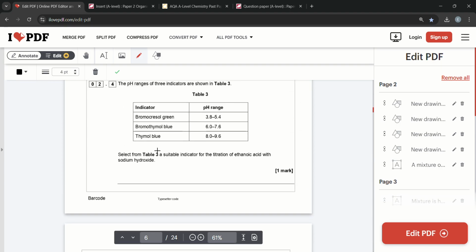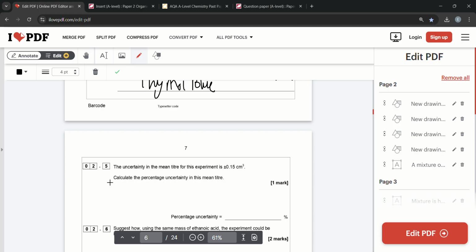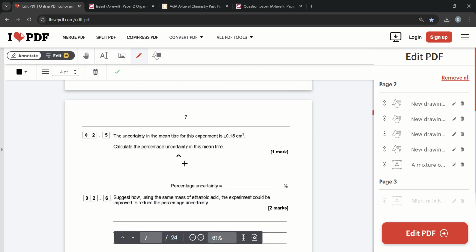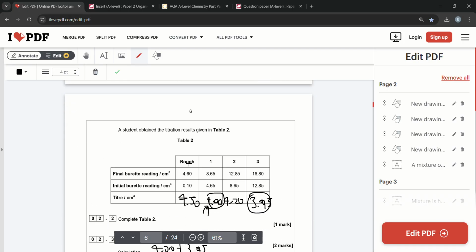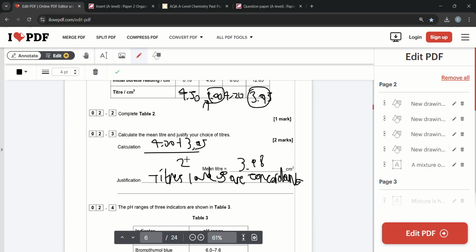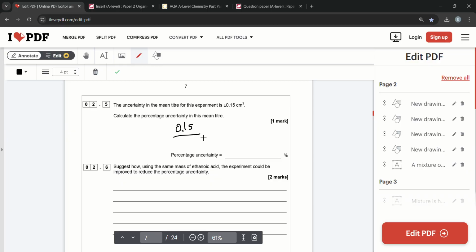Select from table 3 a suitable indicator. Thymol blue. Percentage of uncertainty. Okay, uncertainty in mean titer is 0.15. Calculate percentage of uncertainty in this mean titer. Mean titer is 3.98, so it's just going to be that divided by 3.98. We're not timesing by 2 or anything because we've only got one mean titer. We times by 100 for the percentage, 3.77%.